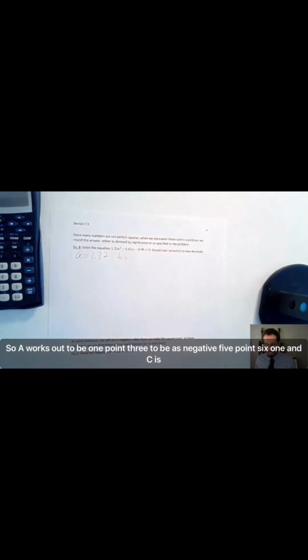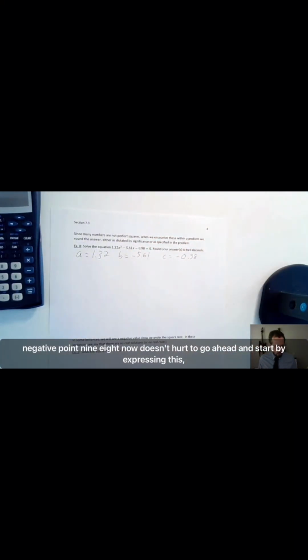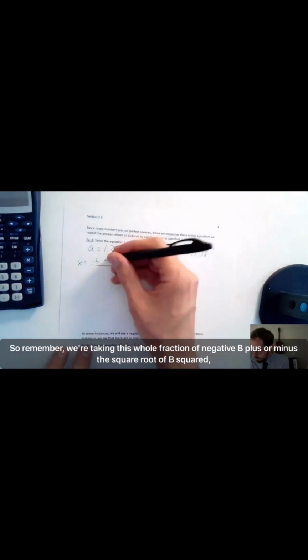So we can identify each of these values of a, b, and c here. a works out to be 1.32, b is negative 5.61, and c is negative 0.98. It doesn't hurt to start by expressing this using our quadratic formula generally, and then we'll plug in the values as appropriate. Remember, we're taking this whole fraction of negative b plus or minus the square root of b squared minus 4ac, all divided by the quantity 2a.